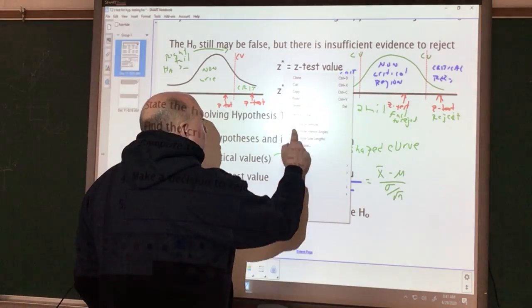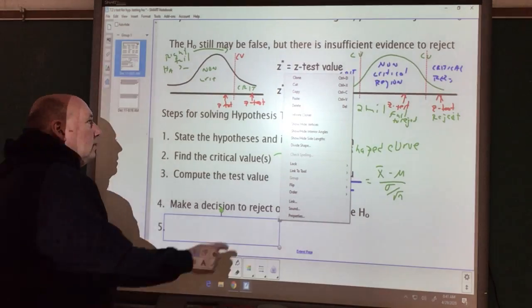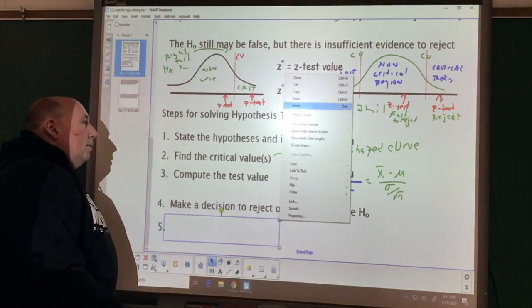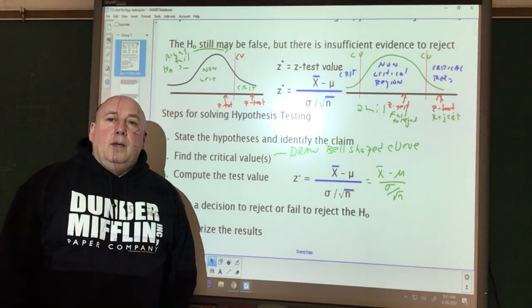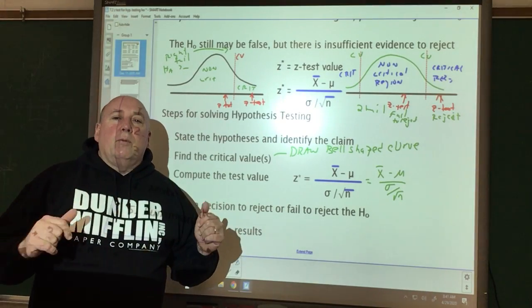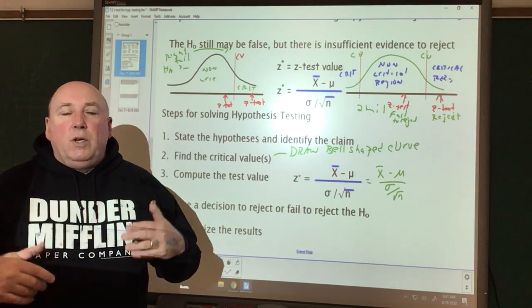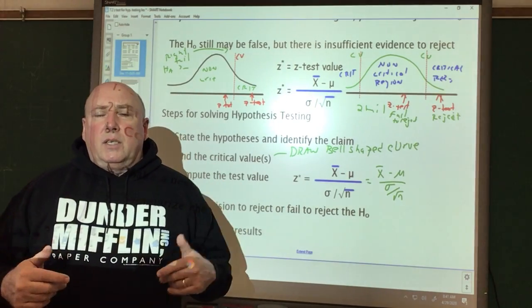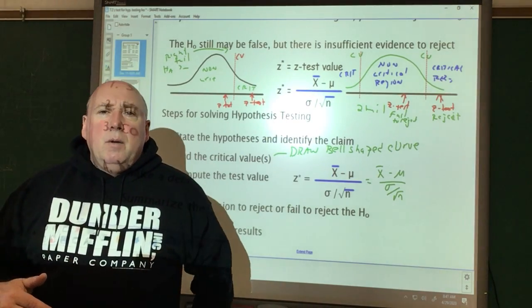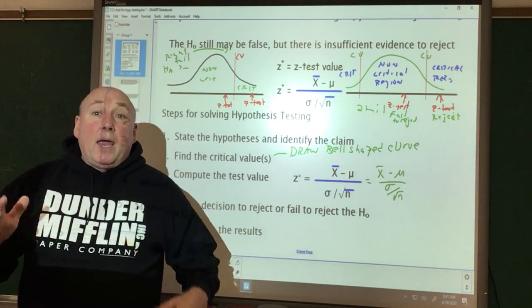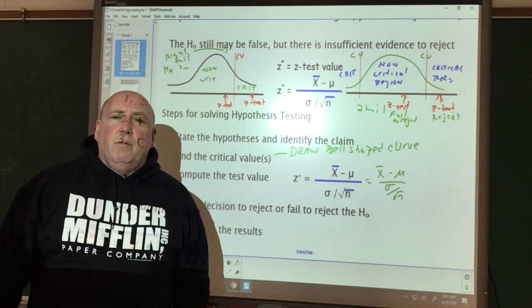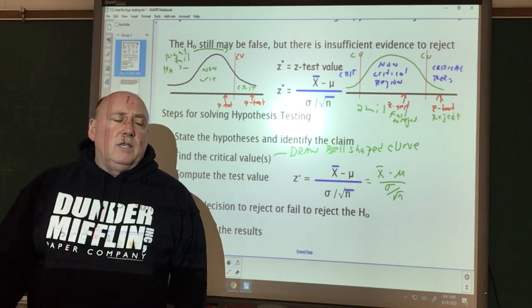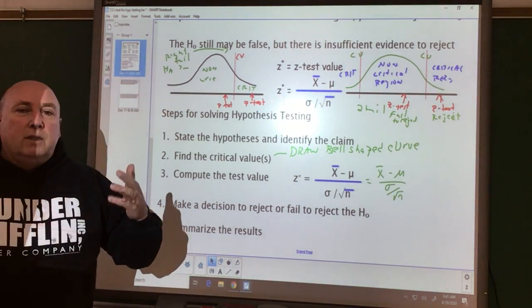And lastly, summarize the result. And summarizing, just like with the confidence interval, we do not have enough evidence this time to reject a null hypothesis of this mean being whatever, or we can reject the null hypothesis of the mean being this value. So we have enough evidence to reject it. So that will be your summary statement at that point.